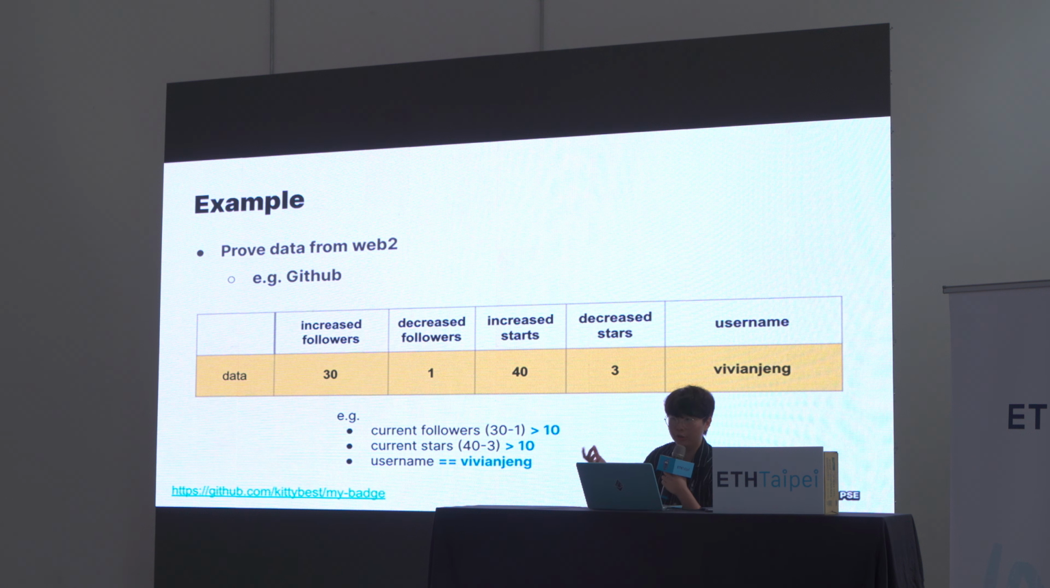But what if you lose the followers? So we should define another field called decreased followers and decreased stars. So what I can prove in the system is that I can prove how my current followers is more than 10 and current stars is more than 10, or my username is Vivian Jen.